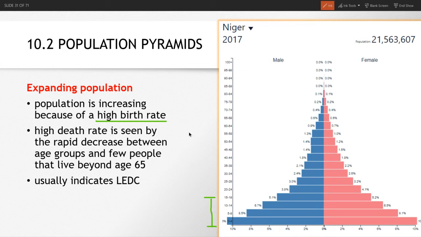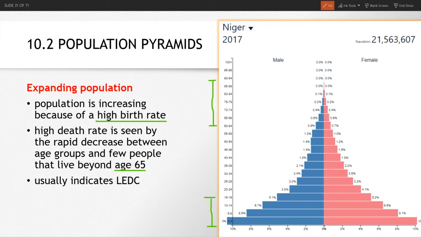We get a high death rate, which is seen by a rapid decrease in age groups of people over the age of 65. So let's say from here up, all the way up to 90, 95, 100. We'll see that this is the smallest portion of the population, and that's going to be true for most population pyramid graphs. The older people get, there's usually health issues, and deaths are a major concern there.